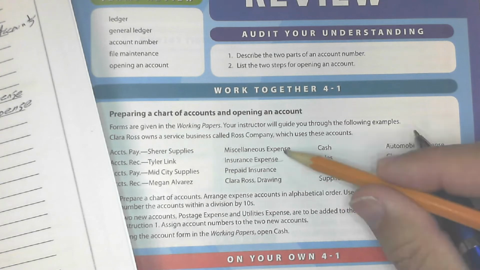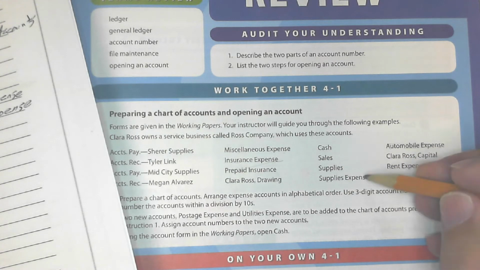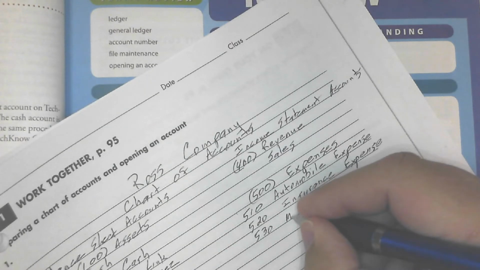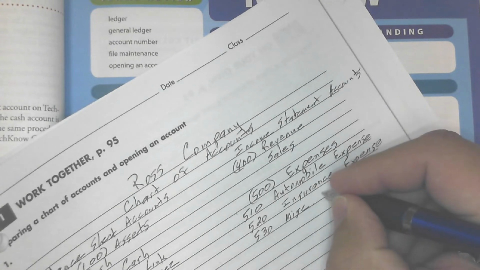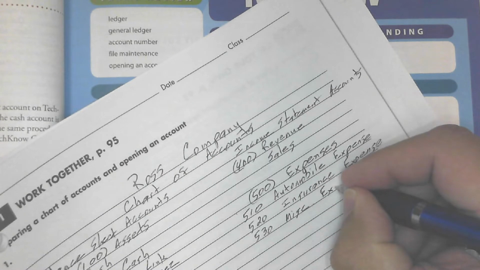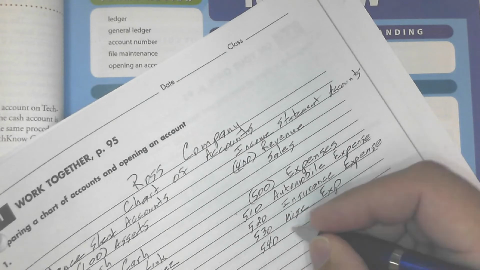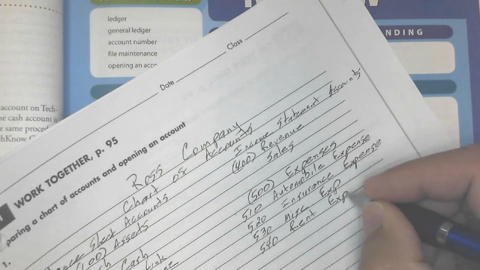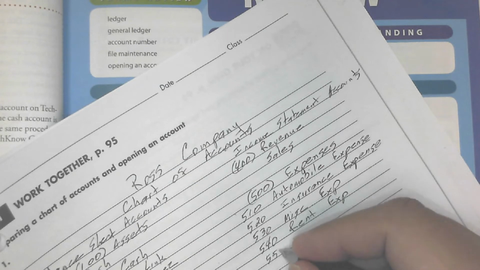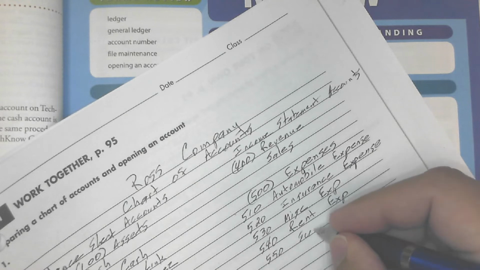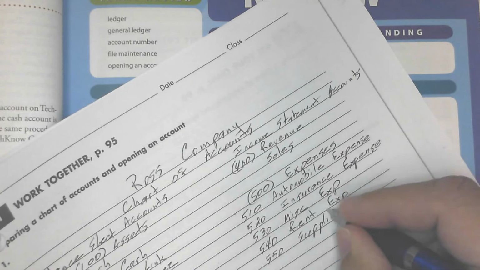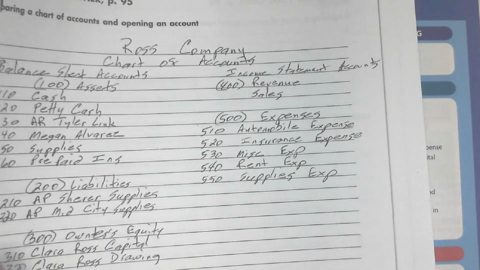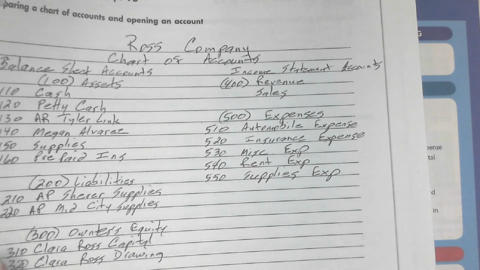So we have miscellaneous, rent, and then supplies. I'm going to go ahead and abbreviate miscellaneous as MISC. 540. I think it was rent expense. 550. Supplies expense. So there are our expenses.